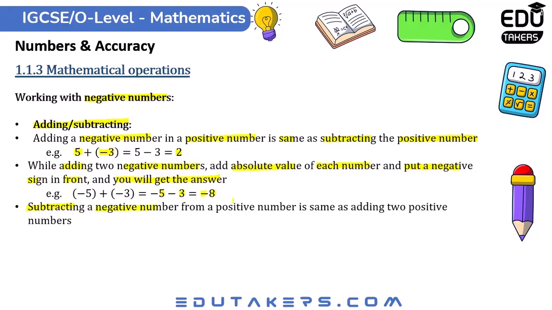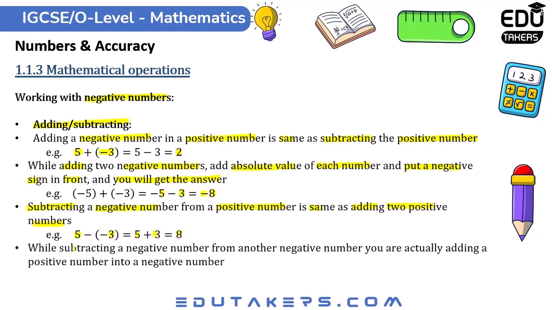Subtracting a negative number from a positive number is the same as adding two positive numbers. Now we have to subtract a negative number from a positive number. The positive number is 5, the negative number is 3, and we have to subtract negative 3 from 5. It will be the same as adding two positive numbers. So 5 plus 3 will be equal to 8.